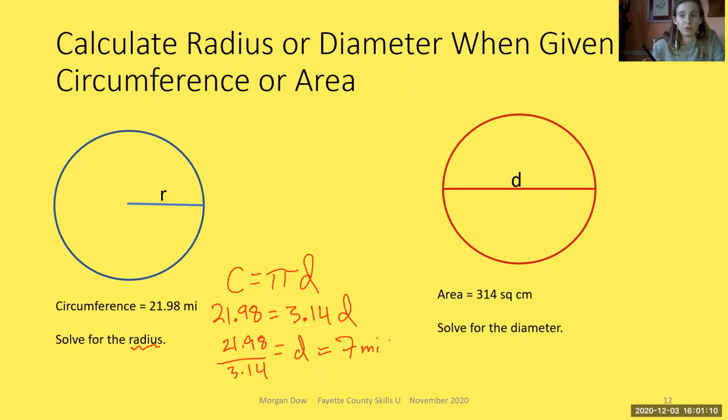Now we're not done with the problem, right? Because we didn't want the diameter, we wanted the radius. So if the diameter is 7, the radius is going to be half as long as that, so 3.5 miles.